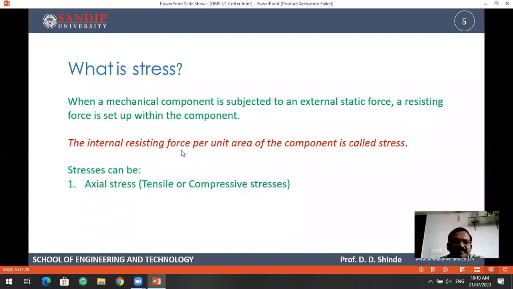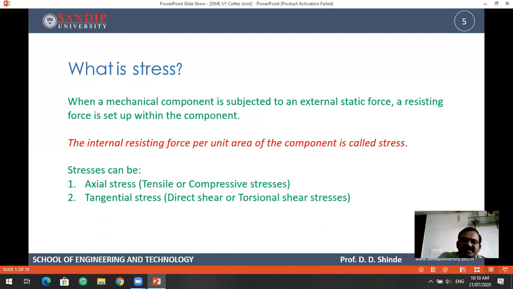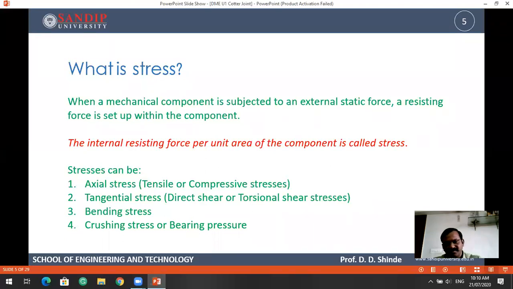So stress can be axial stress, in the axial direction, which may be tensile or compressive, depending on whether it is pulling or pushing the object. Then tangential stress, direct shear or torsional shear stress. Third one is bending stress, when we are bending or twisting the object. Then crushing or bearing stress, when there is friction; at that time it will be a crushing or bearing pressure.